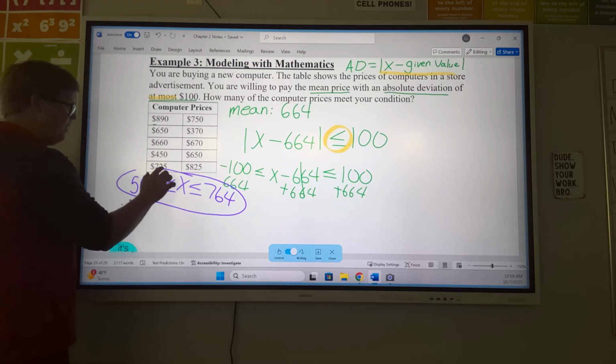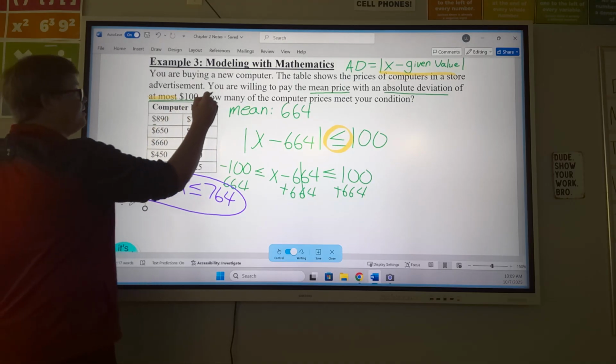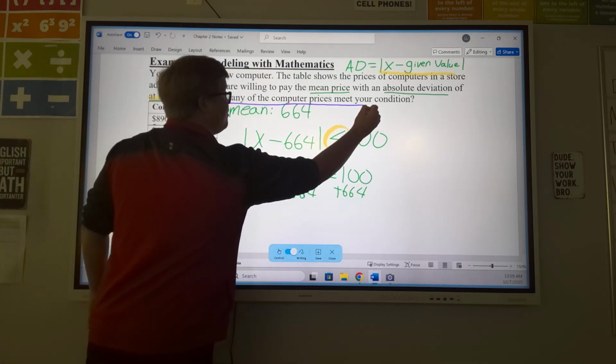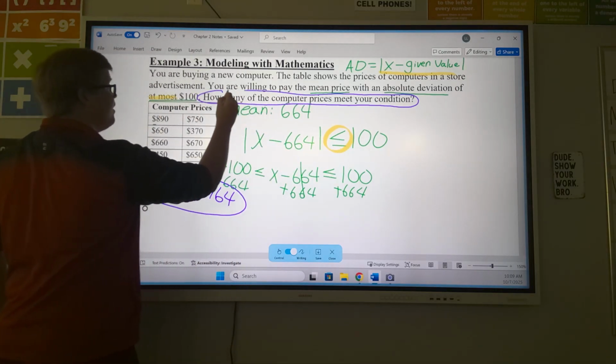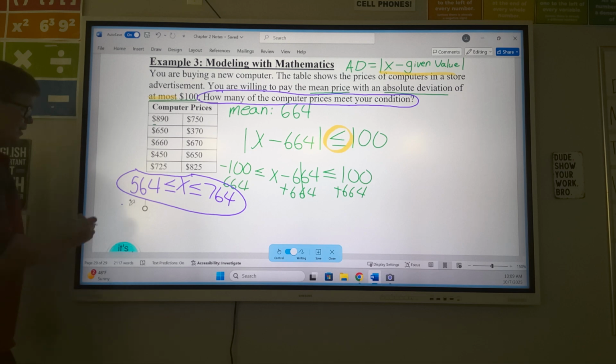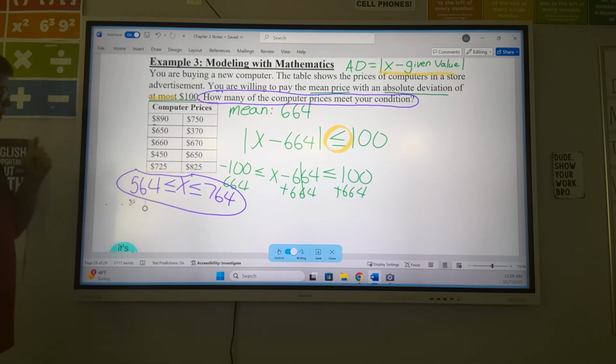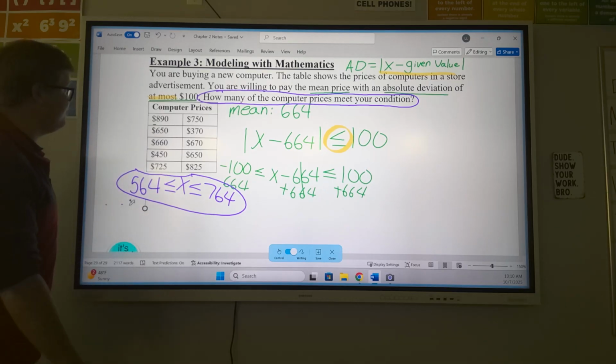So we need to answer our final question now. The final question is, how many of the computer prices meet your condition? Well, let's look at all 10 of the computer prices. The best thing that I would do to kind of differentiate between is we know the least amount we're willing to pay is $564. So we're for sure paying $564 or more, right? So let's go ahead and cross off the ones that are less than $564.